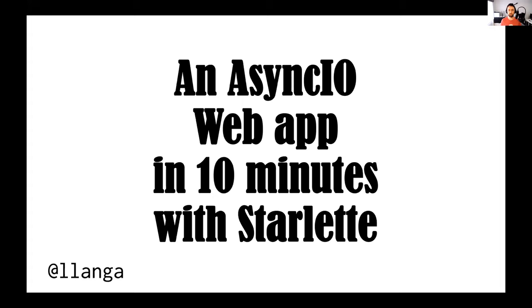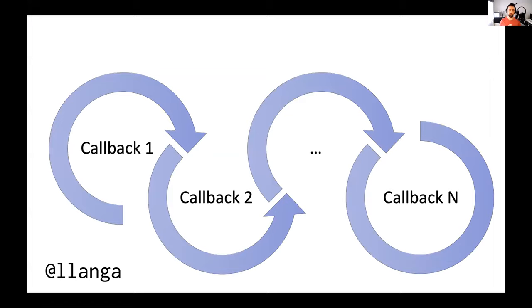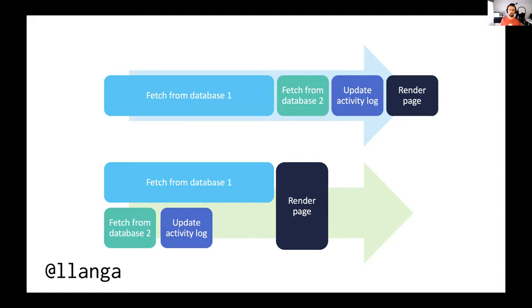AsyncIO, we use it because it kind of solves the GIL problem in Python. It can maximize the usage of a single thread by allowing us to do many things at once. For example, if you have a regular web application that does multiple database queries, you can make them at the same time instead of waiting for one to finish before you start another. And spoiler alert, this is what we're going to do today.